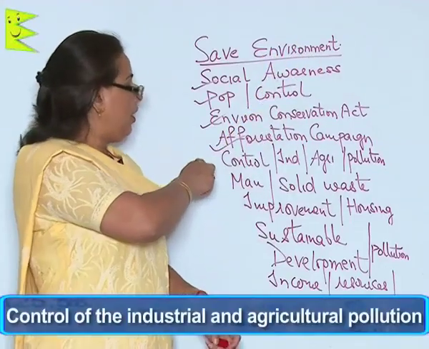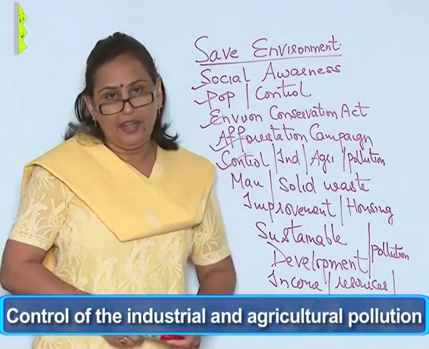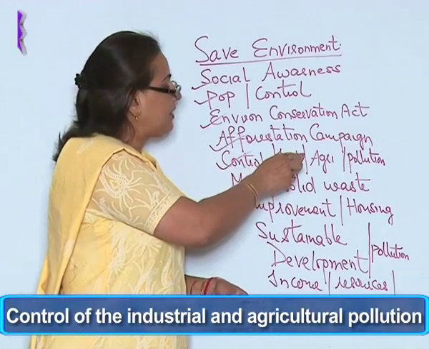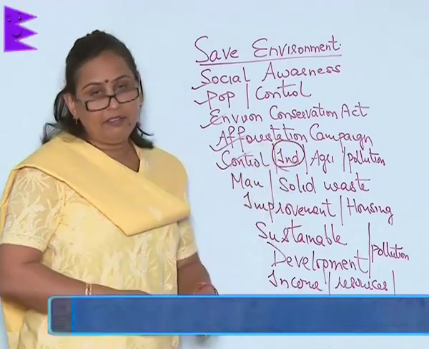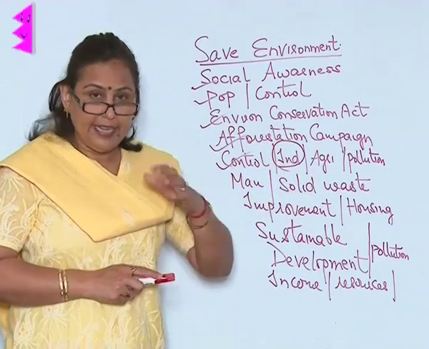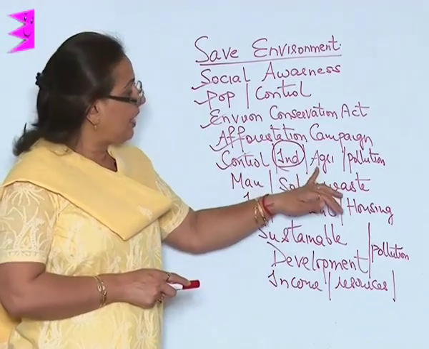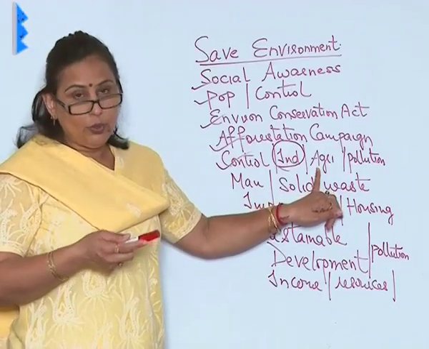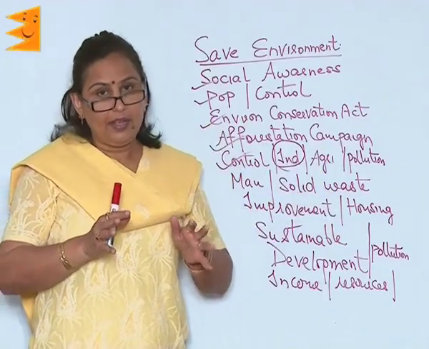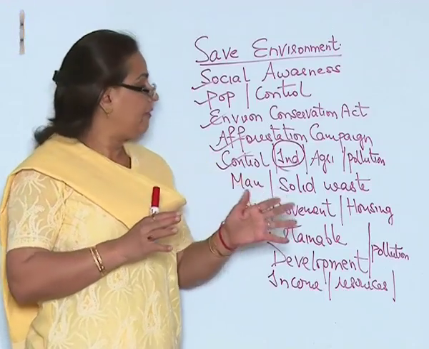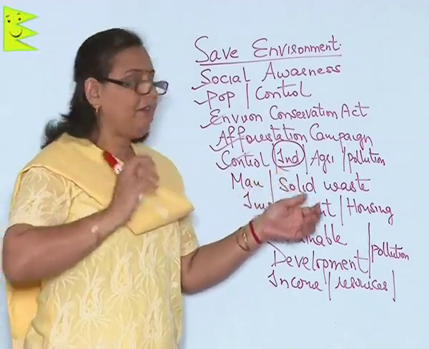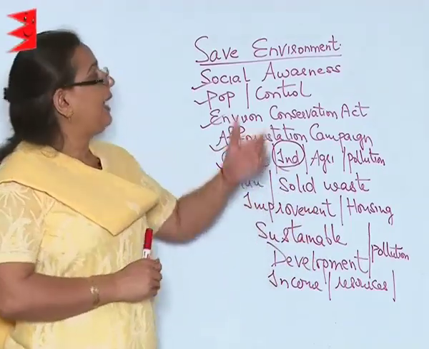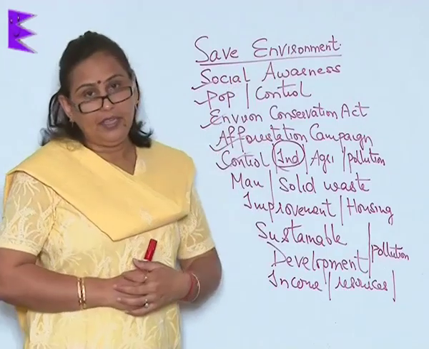Next is control of the industrial and agricultural pollution. Our industries should have such devices, should have such norms that there is less pollution. Our agriculture should start following organic farming so that the health of the soil is maintained. And therefore, by such methods, we will be able to control the pollution levels of the country and thereby safeguard the environment.